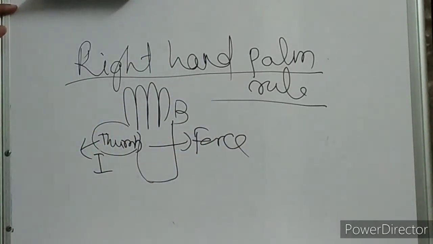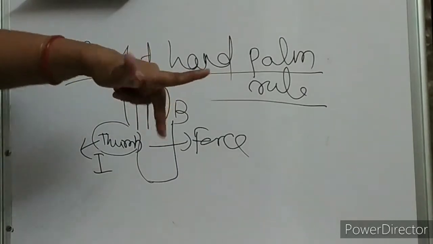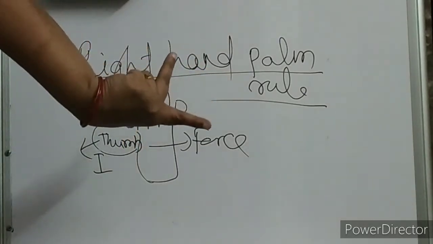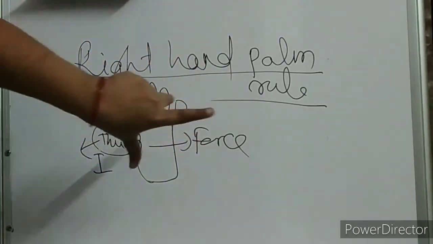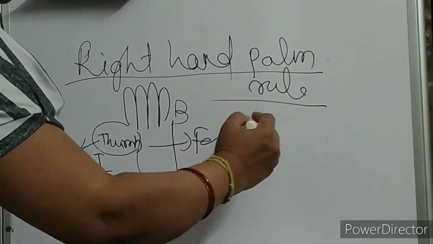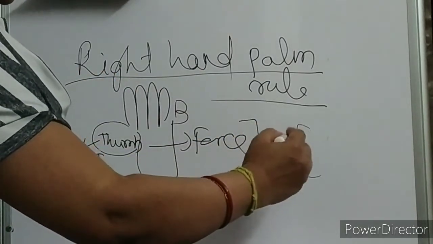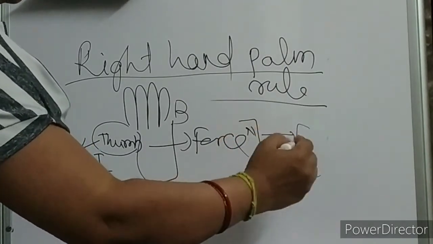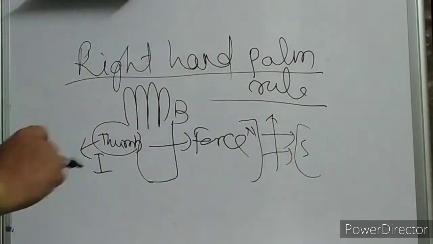Now we'll see how it is helping in the previous case, because we have seen all the twisting. This was your force direction that we studied just now. Now we'll see how the new rule helps. See, this is your magnetic field direction. This is north, this is south, and this is your current direction.